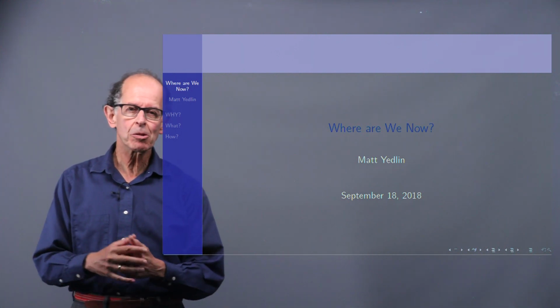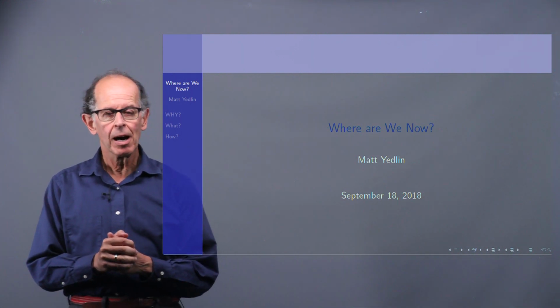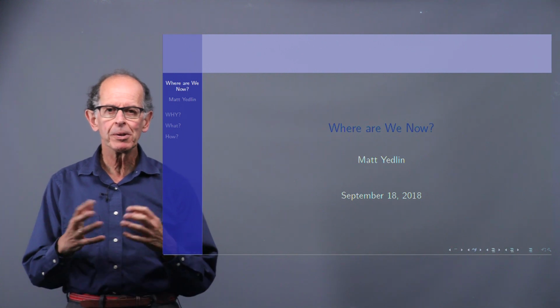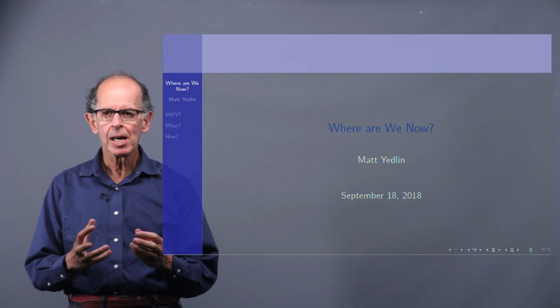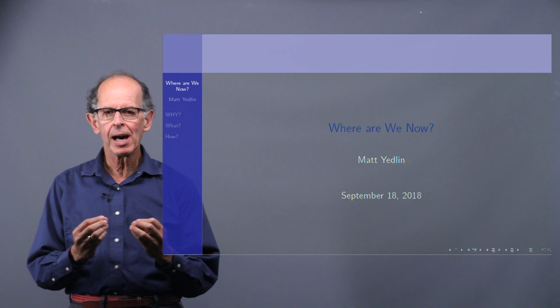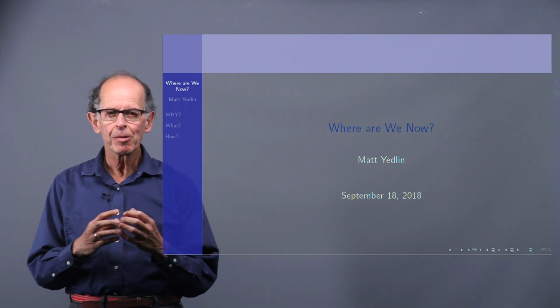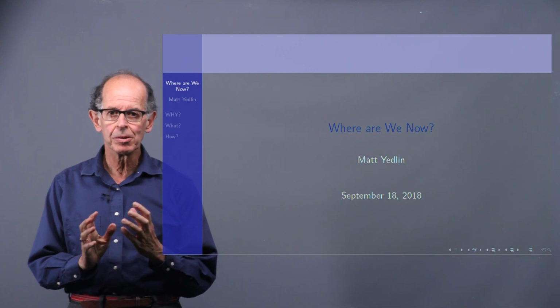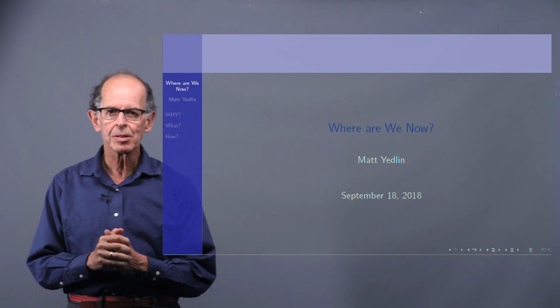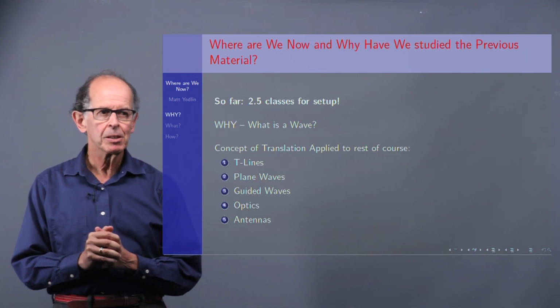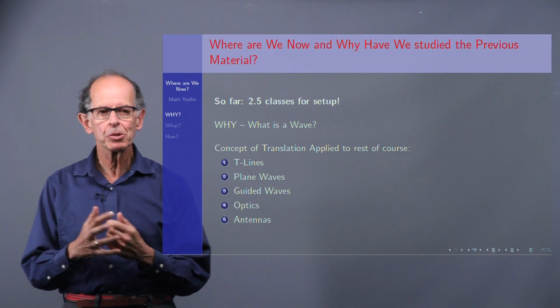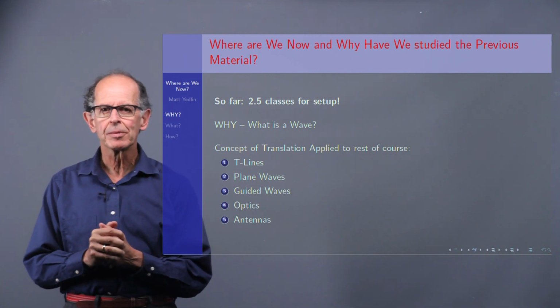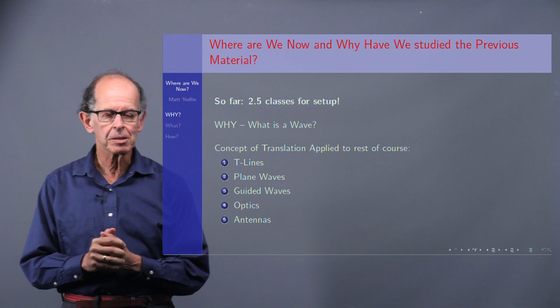Based on students' questions last class, I thought it would be useful to put everything in context. Where are we right now after 3 classes following the introductory class? So only 3 class periods. In the next slide, we'll see where we are. We've had about 2.5 classes of introductory material.